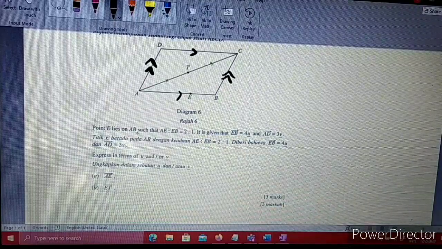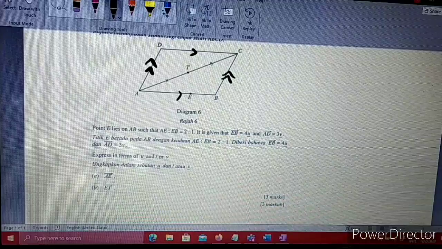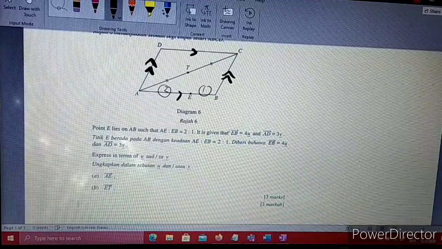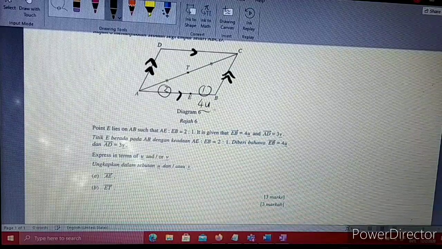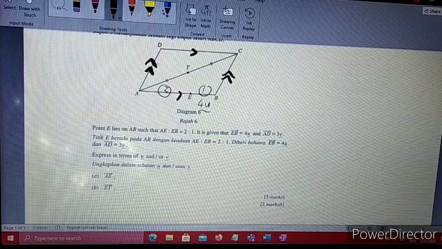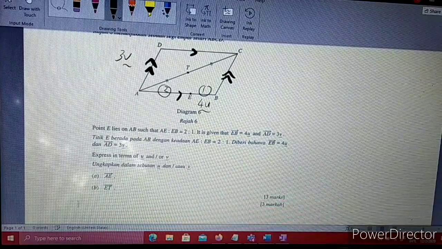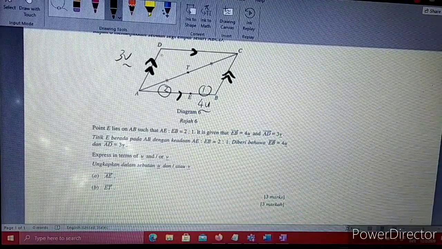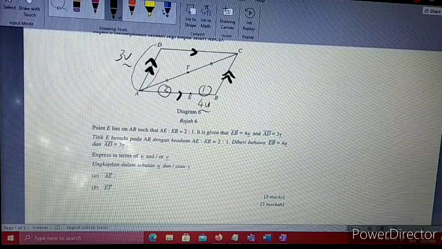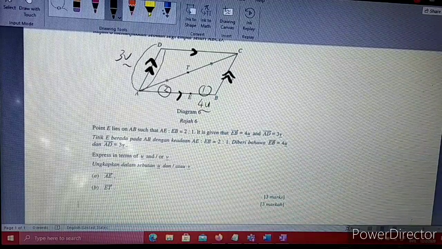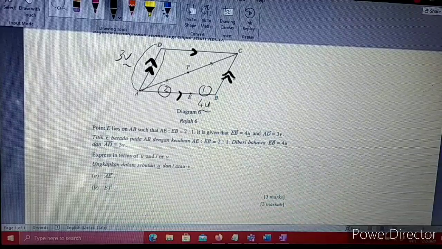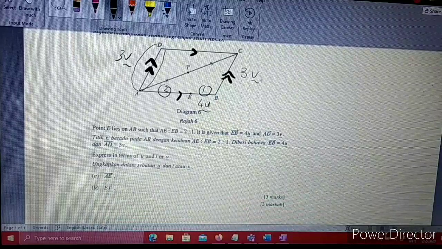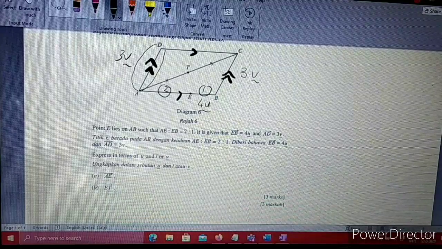Point E lies on AB such that AE to EB is 2 to 1. Given that EB is 4U, and AD is 3V. Since AD is parallel to BC, if this is a vector in space, we can shift this vector to here, meaning these vectors are identical. So using the concept of free vector, this is also 3 vector V. Okay, I think it's clear.